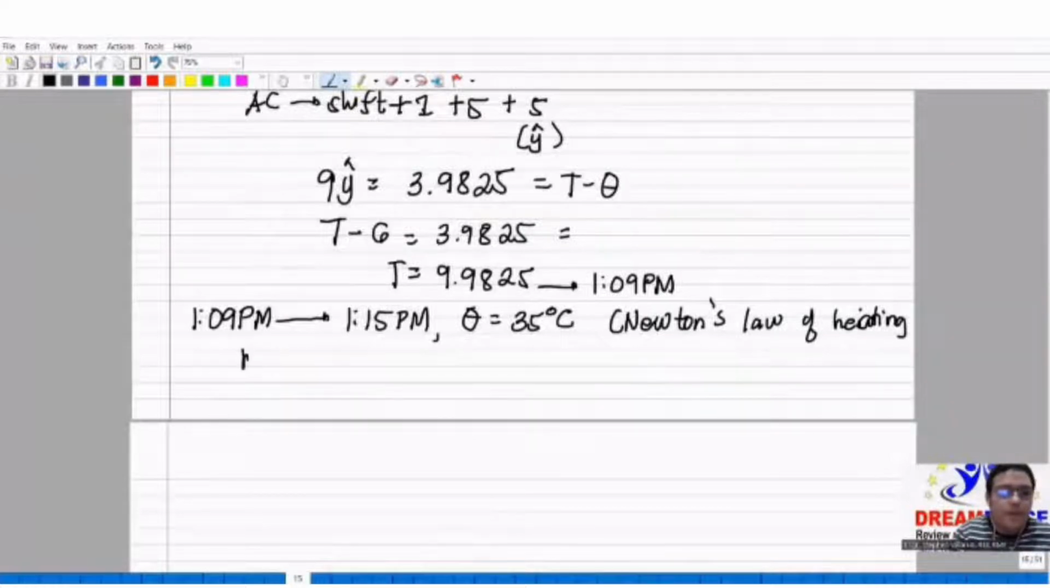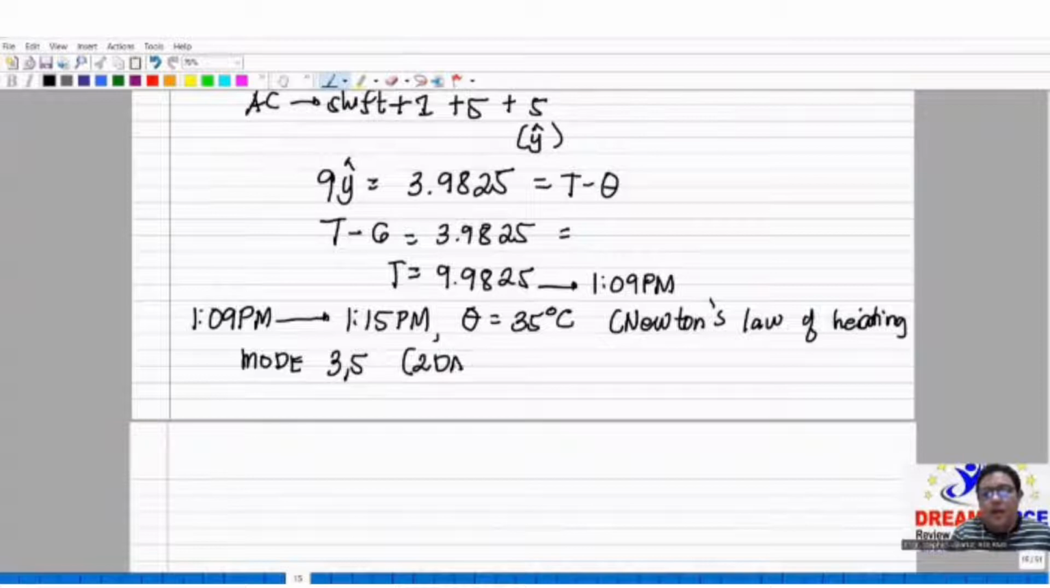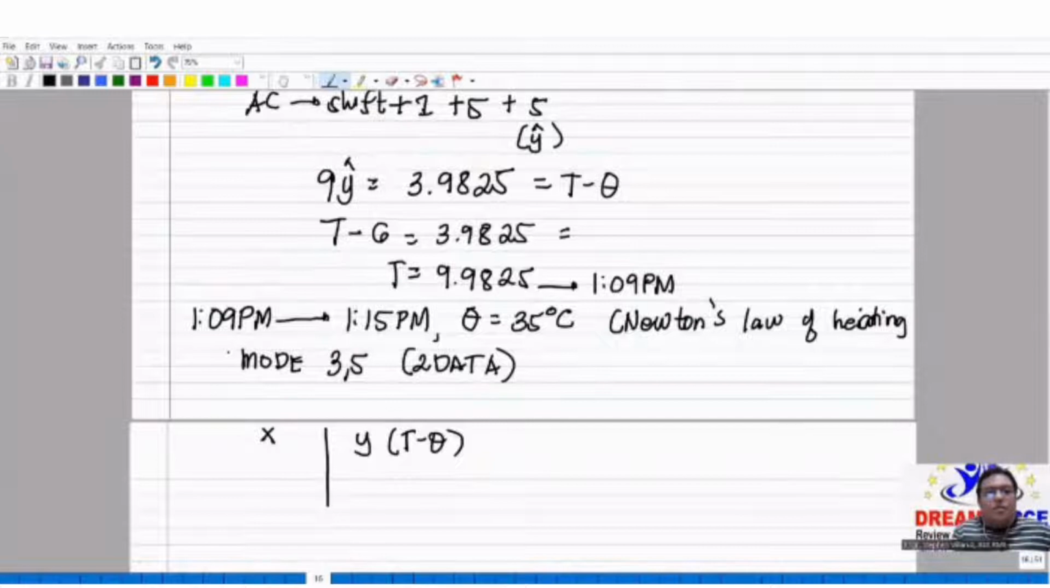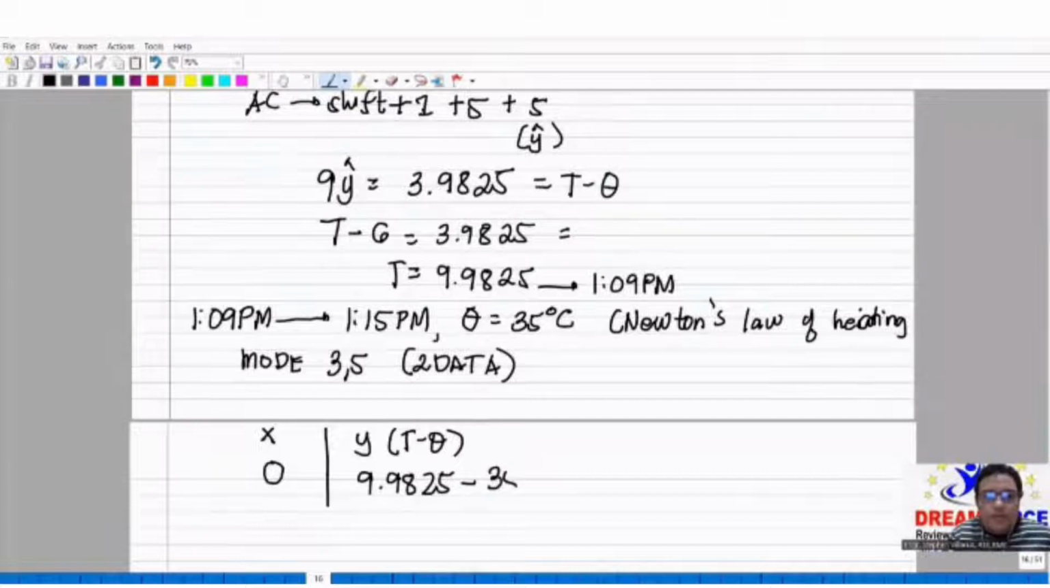Okay? So, mode 3.5 pa rin yan. Pero ang lang dito, ang implication lang is kulang yung data natin. Take note, ang kailangan natin is dalawang data. Ano lang bang meron sa atin? Okay? Kung iti-take into account natin yan, you have your x and then y. Okay, x for the time, y is your T minus theta. Kaya meron lang is yung 9 point 9825. So that is, at time t equal to 0, yan yung magiging initial time natin. So yung ating temperature ay 9.9825 minus 35. Kasi yung theta natin ay 35.